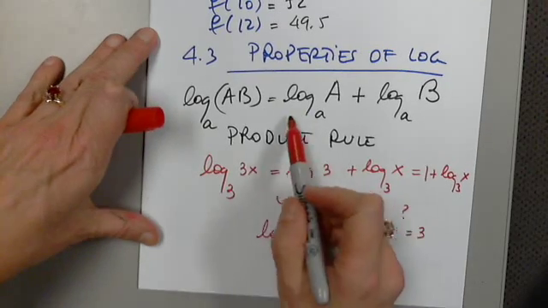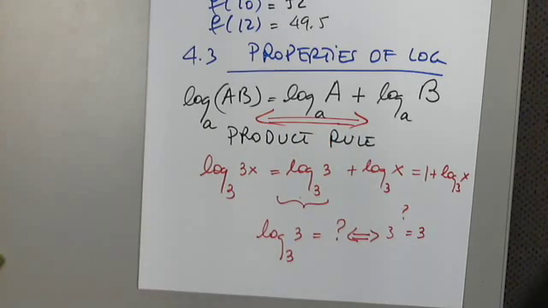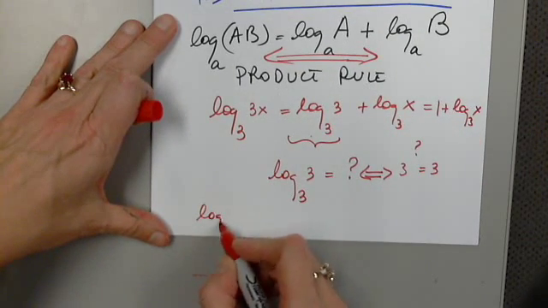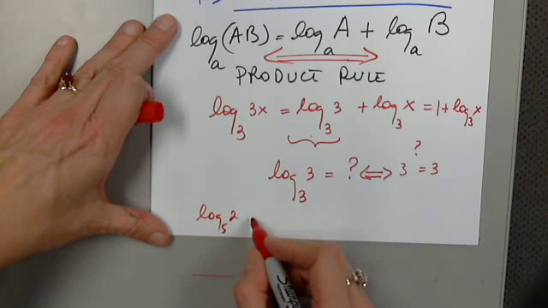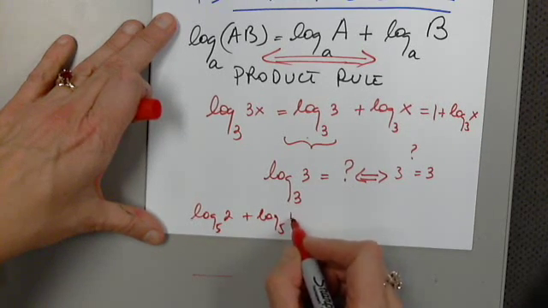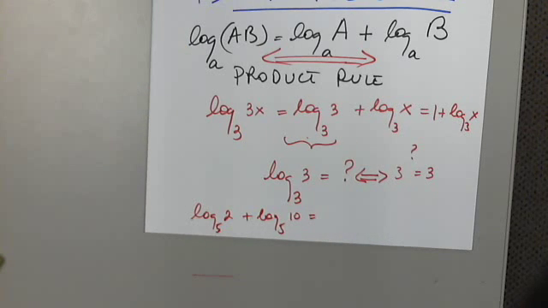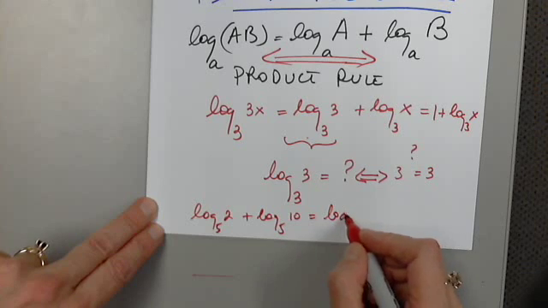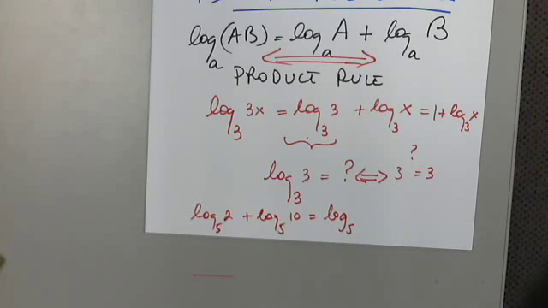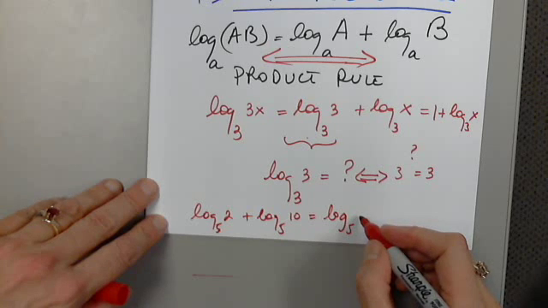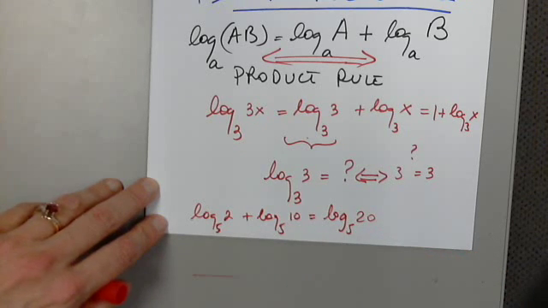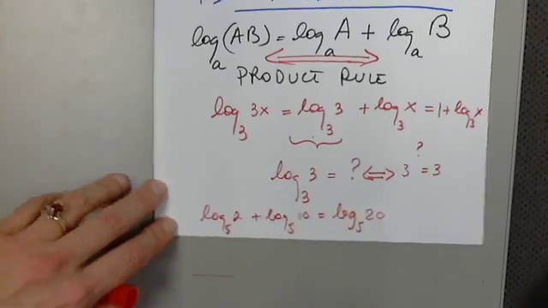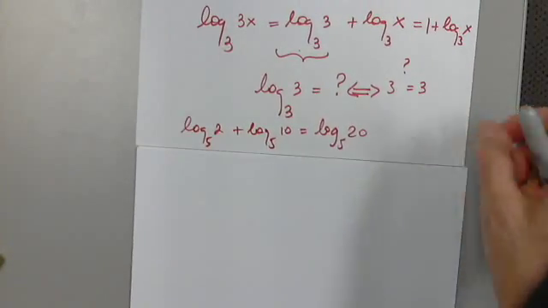I want you to remember that this is dynamic in the sense that I can have the right-hand side change it back into the left or the left change it back into the right. So let me give an example going backwards. So let's say I have log base 5 of 2 plus log base 5 of 10. Of course, they have to have the same base. Then I will say this is log base 5 of 2 times 10. Good. Here's the second property.